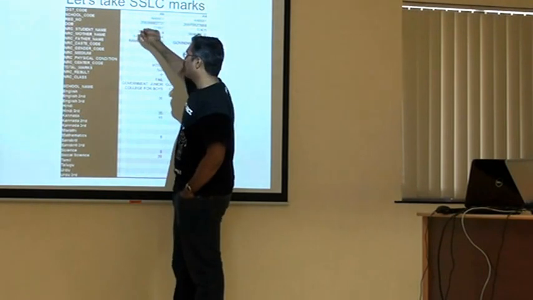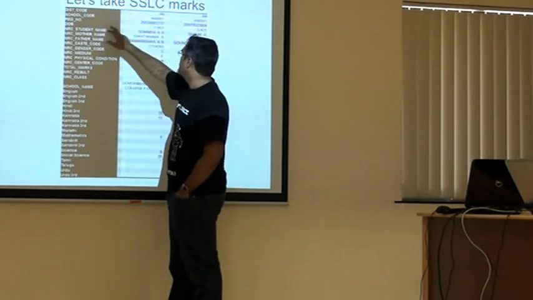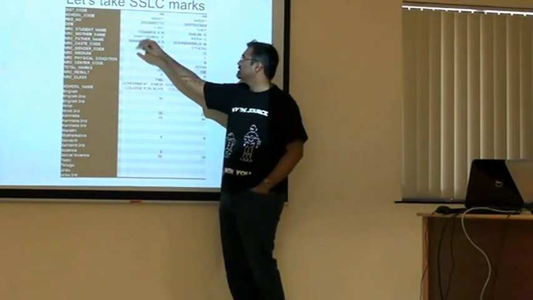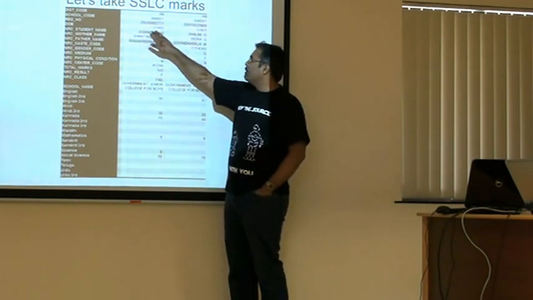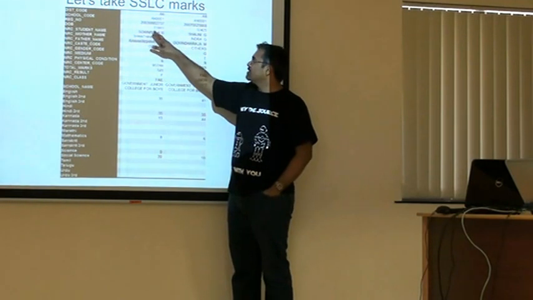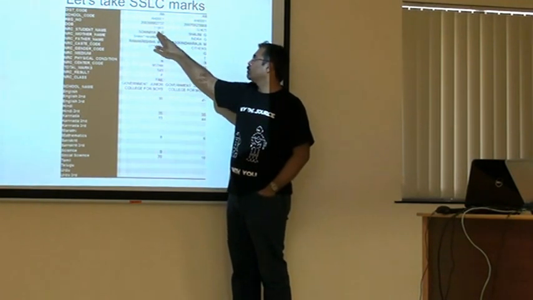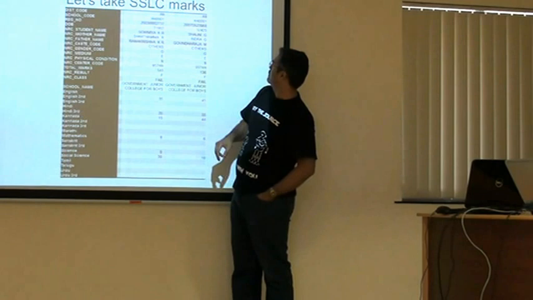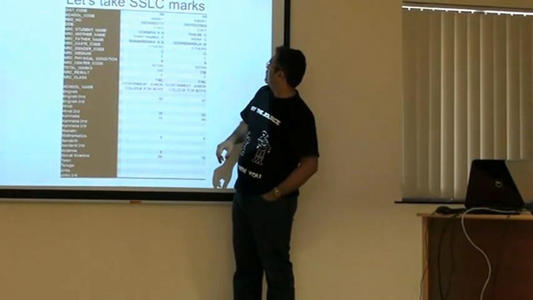And the school code, the registration number of the student, their date of birth. The date of birth is in a DDMMYY format. So this 3-10-03 means that they were born on the 3rd of October 2003. No, that can't be. 9 years old.